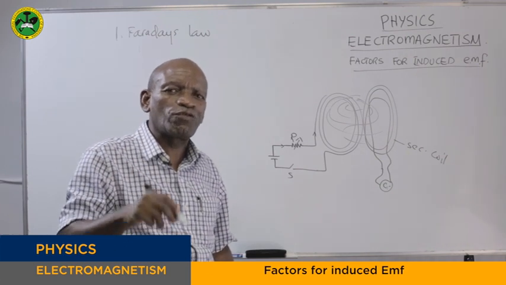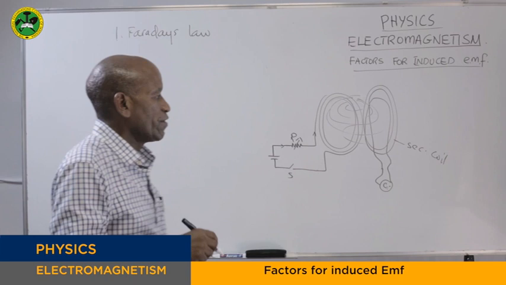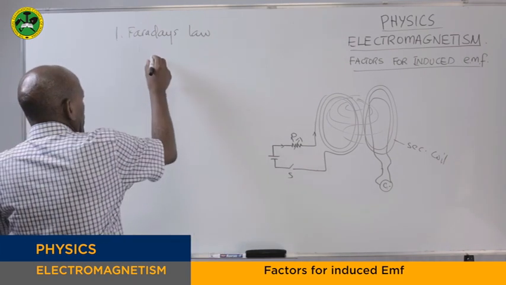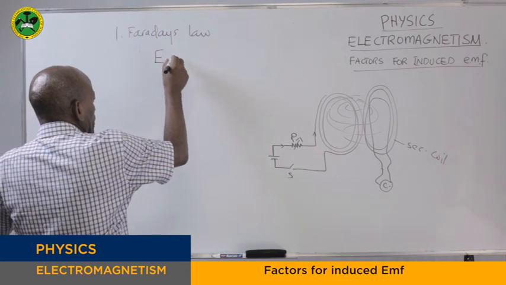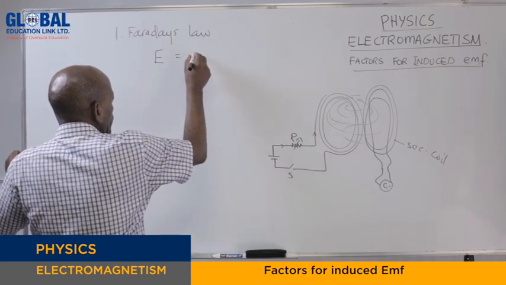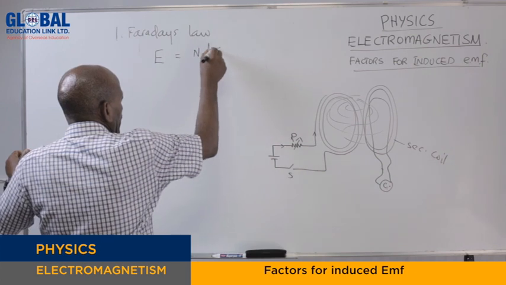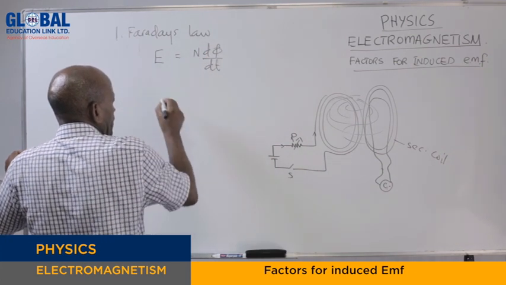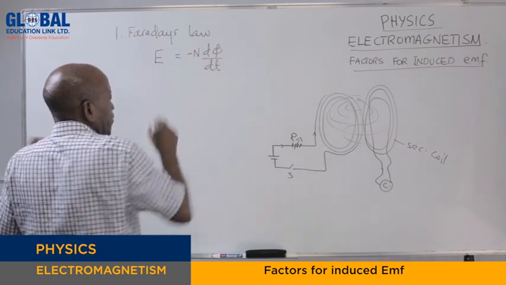The induced EMF always is just equal to the rate of change of the magnetic flux. And the formula for Faraday's law says that E is equal to negative N d phi dt. The phi there is the magnetic flux. So we are giving the negative sign.